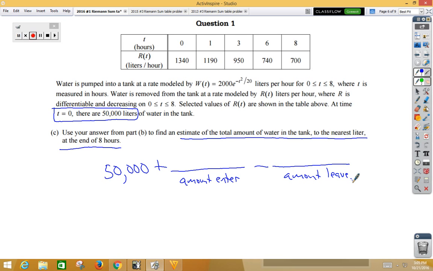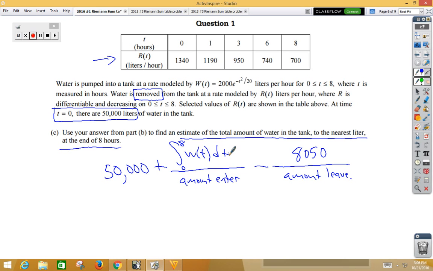Well, so remember, R of t, that represents the amount of water that's being removed. So that answer, which in our previous part was 8050, so we're subtracting 8050. Now, we want the amount coming in during the 8-hour period. Well, that would be the integral from 0 to 8 of the function W of t dt.